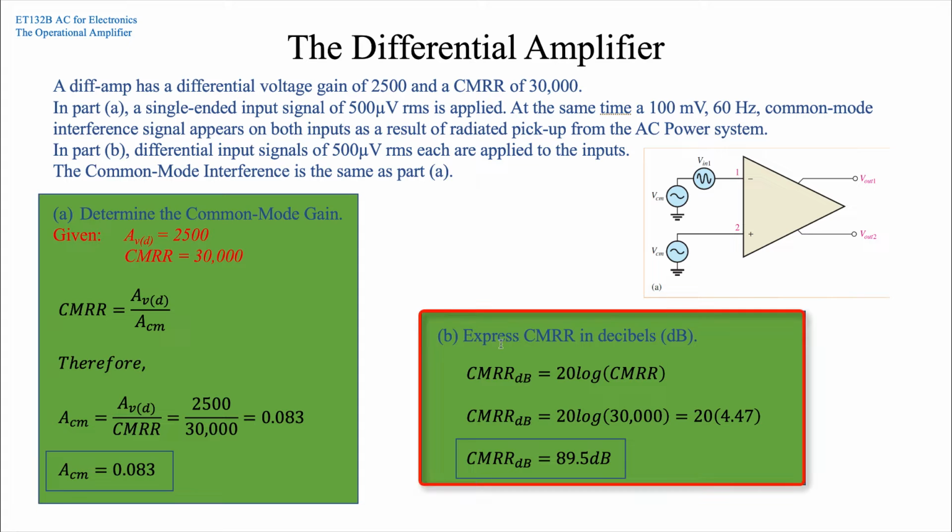In the second part, they just want us to express the CMRR in decibels. So CMRR in dB is equal to 20 log of the value of CMRR that was given. So CMRR in decibels is equal to 20 log of 30,000, which gives us 20 times 4.47, and a CMRR of 89.5 decibels.